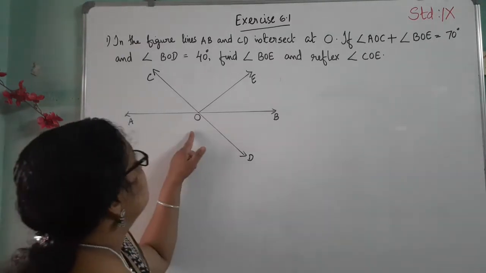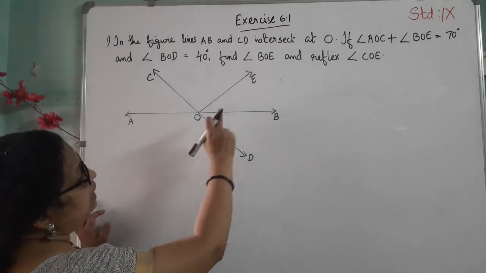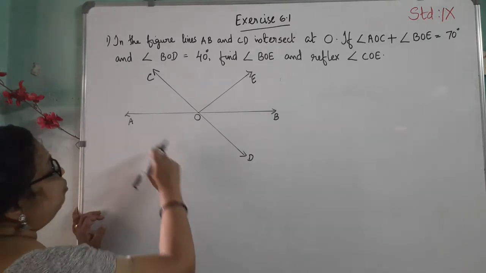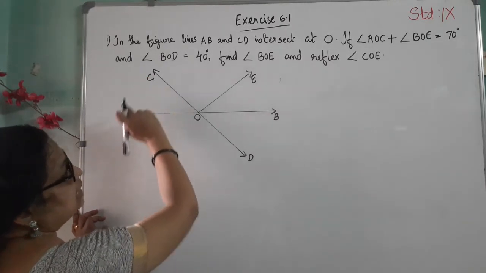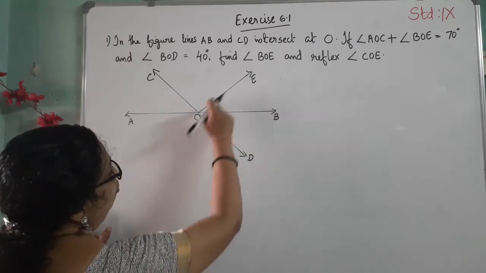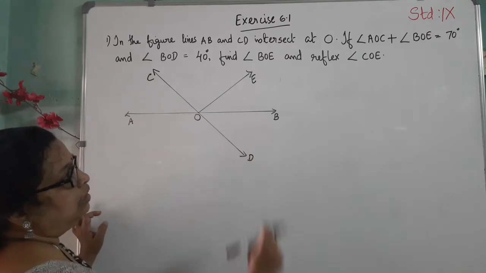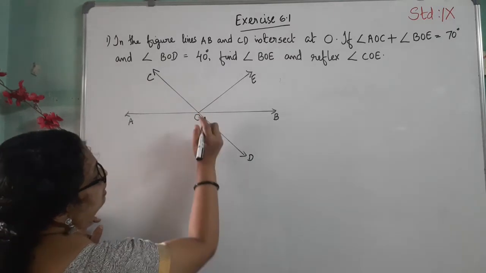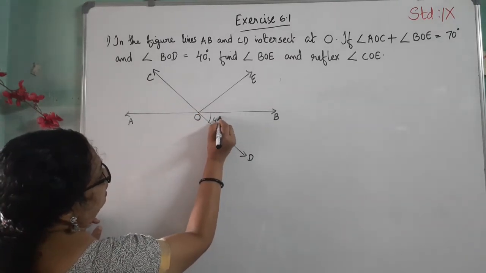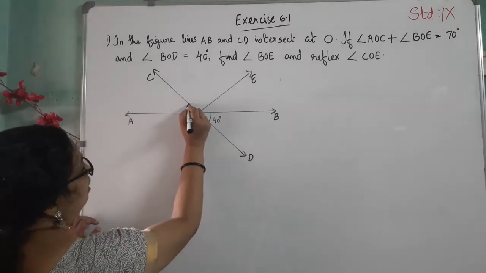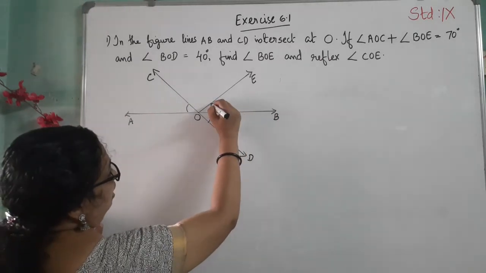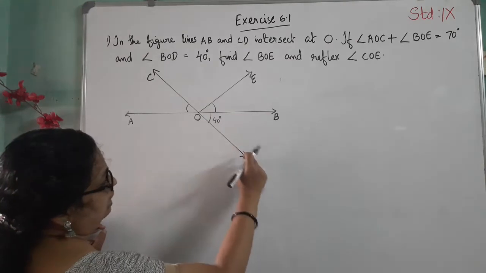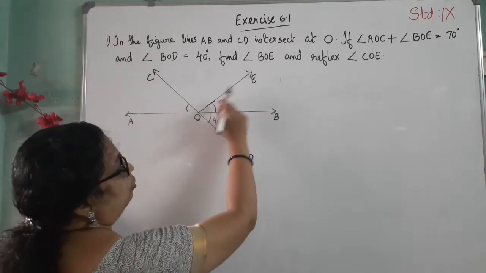First question. A figure is given in which lines AB and CD intersect at O. If angle AOC plus angle BOE is 70 degrees and angle BOD is 40 degrees, we want to find angle BOE. The sum of angles AOC and BOE is given as 70 degrees, and BOD is 40 degrees.